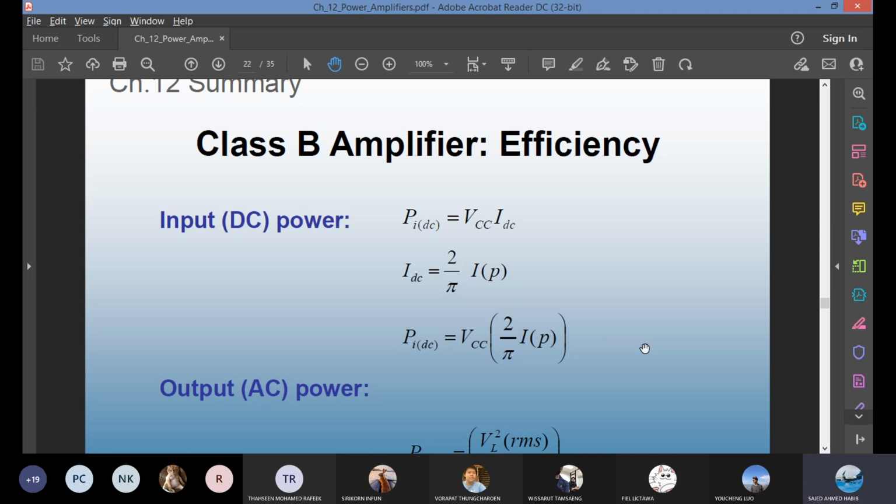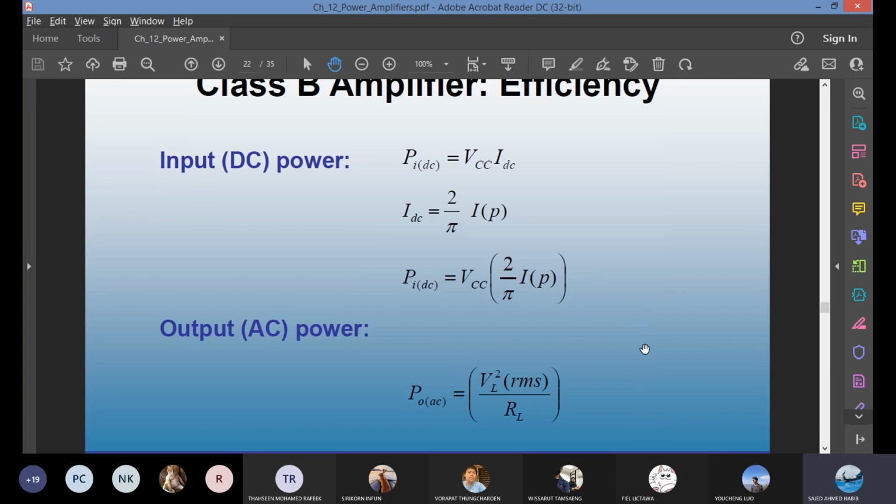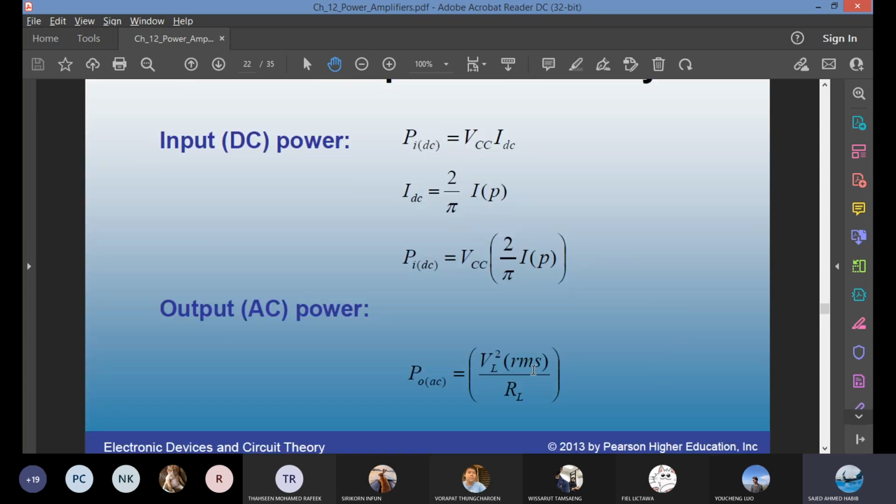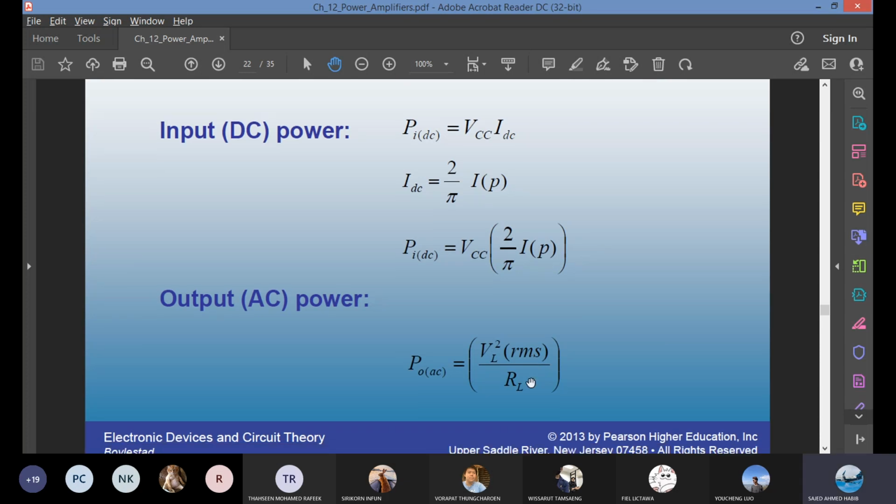For the output power, we define output power as the AC power. It is load voltage squared in RMS divided by load resistor. You know the general equation of power is V squared over R. So if you take the load voltage RMS squared divided by the load resistor, you can have the output power. What is the efficiency then? Output divided by input multiplied by 100, and then you have the percent sign. But this equation is very simplistic. In the examples we do not use simple equations.